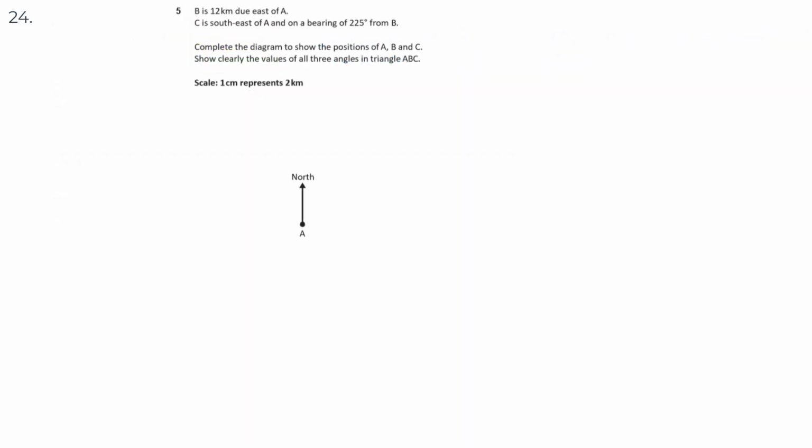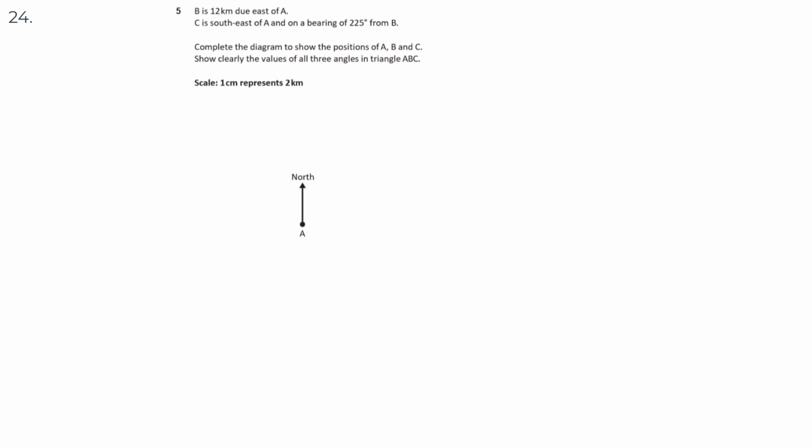Question 5. B is 12 kilometers due east of A. C is southeast of A and on a bearing of 225 degrees from B. Complete the diagram to show the positions of A, B and C. Show clearly the values of all 3 angles in triangle ABC. The scale is 1 centimeter represents 2 kilometers.